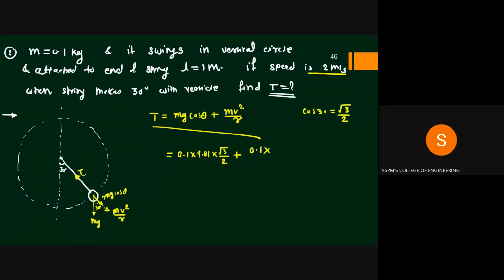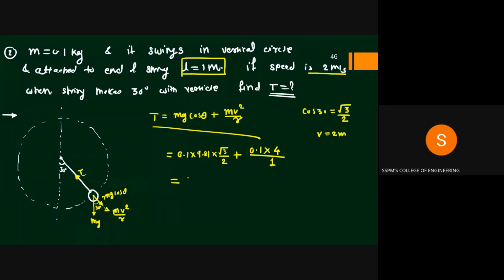V value is given, so the speed is 2 meter per second. So directly v square, this value is 4, upon the radius, which is nothing but the length of the string. This is the length, so this is 1 meter, so divided by 1. Okay, now just simplify this equation.